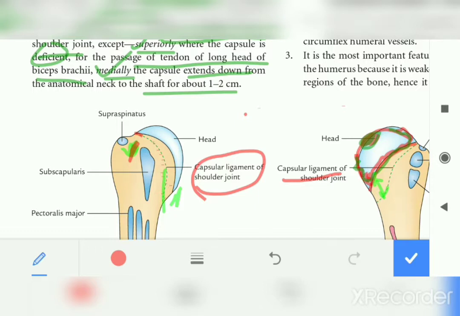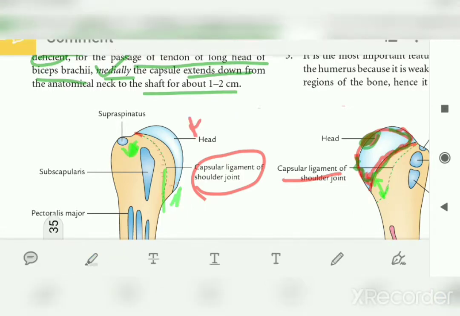So if we are asked to draw the capsular attachment of the shoulder joint, we will draw it like this. Superiorly there will be some deficiency, then like this, then medially, this is the medial side, this is the lateral side. Medially it will be 1 to 2 centimeters down from the anatomical neck of the humerus. And in the posterior view, look at that, it follows the anatomical neck, and when it comes to the middle, it lies 1 to 2 centimeters below the anatomical neck.